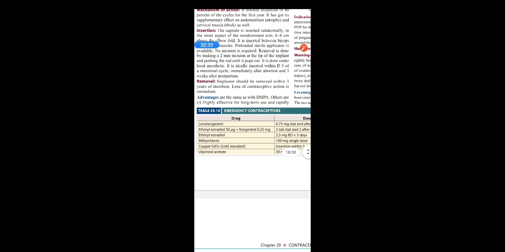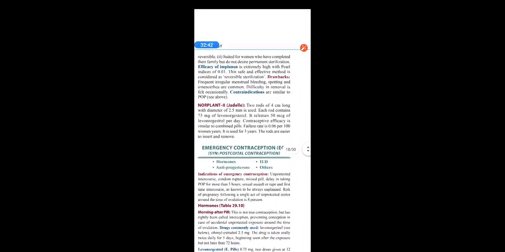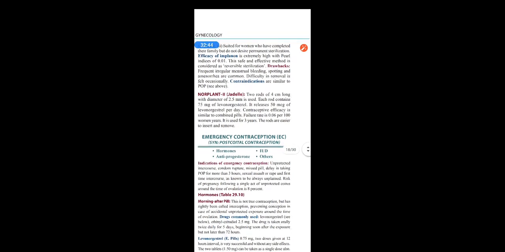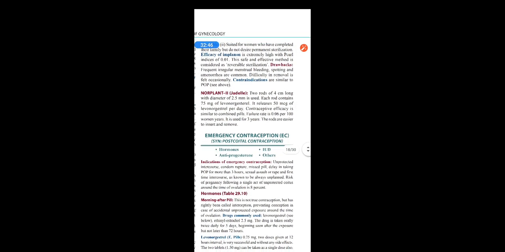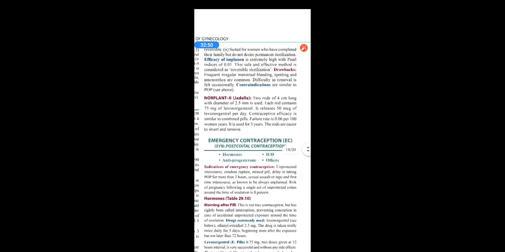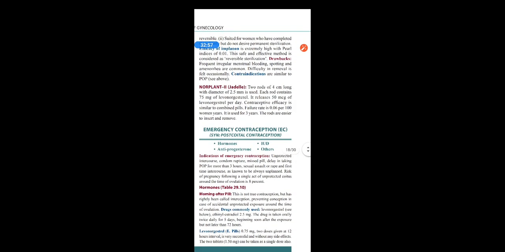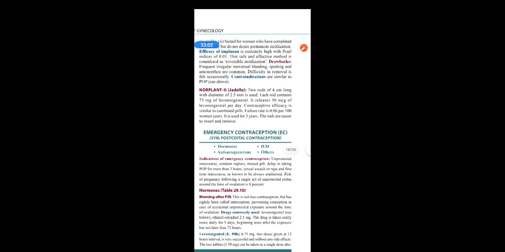Advantages are the same as that with DMPA. Others: it is highly effective for long-term use and rapidly reversible, suitable for women who have completed their family but do not desire permanent sterilization. Efficacy of Implanon is extremely high, that is 0.01 Pearl index. It is a safe and effective method, considered as reversible sterilization. Because it is very safe and effective, that's why it is considered as reversible sterilization.